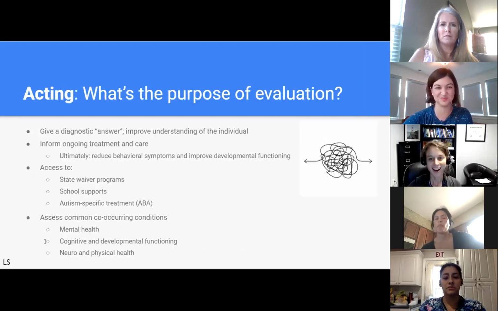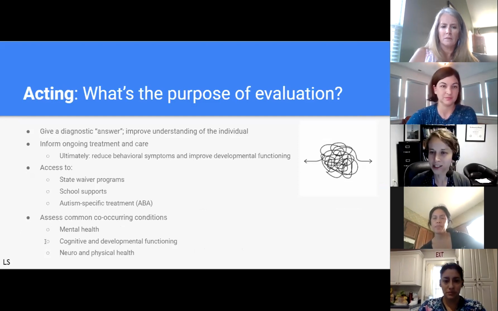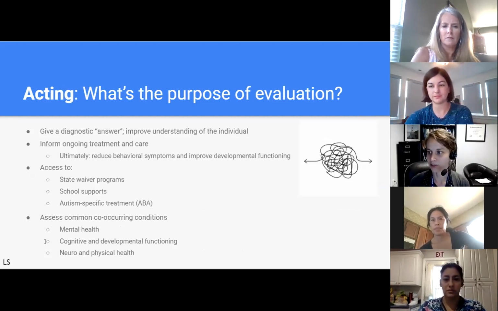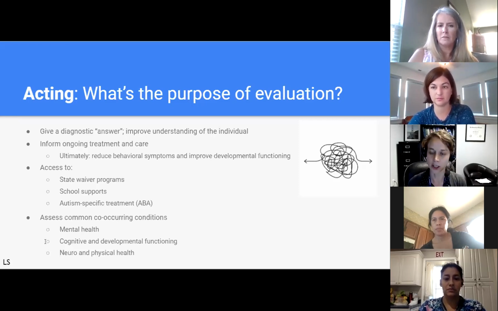Oh, okay, great. So I think an important thing to consider too is ultimately, what is the purpose of doing this kind of evaluation, right? And so it's really not for giving a label for label's sake. Sometimes I hear that as a reason why families are really hesitant to pursue evaluations, because they're like, I don't want to label my kid, which I really understand, being thoughtful about. At the same time, the real purpose of doing an autism evaluation is to help inform ongoing interventions.